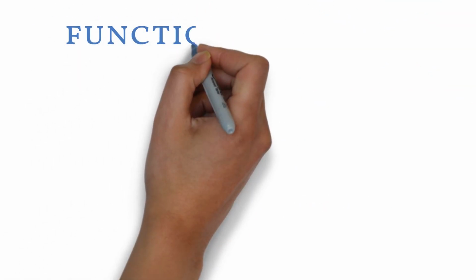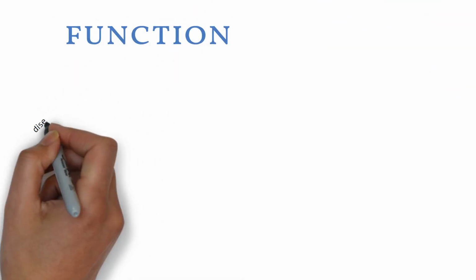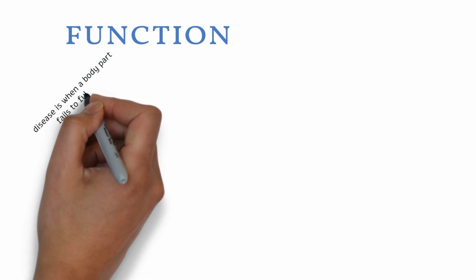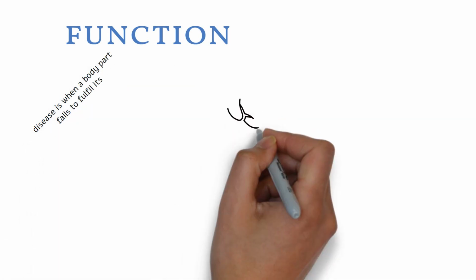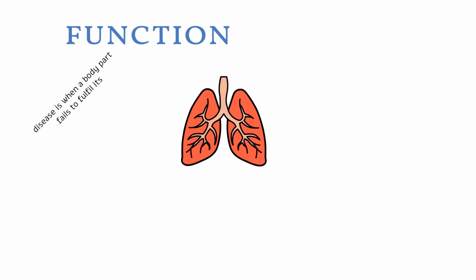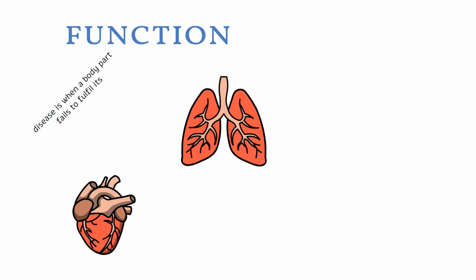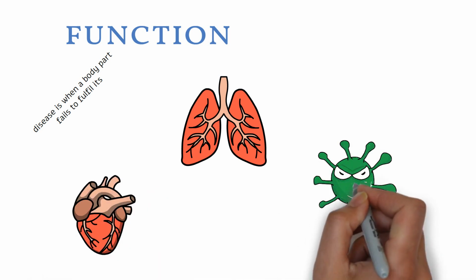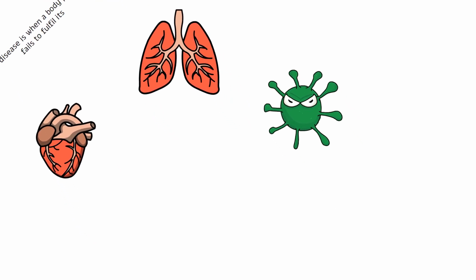It's also about function. Disease is when a particular body part, like a limb or a type of cell, an organ, or a system, fails to fulfill its function. Lungs bring in oxygen, the heart circulates blood to oxygenate it, T cells recognize antigens and induce apoptosis, and so forth. But how do we know empirically what something's function should be?